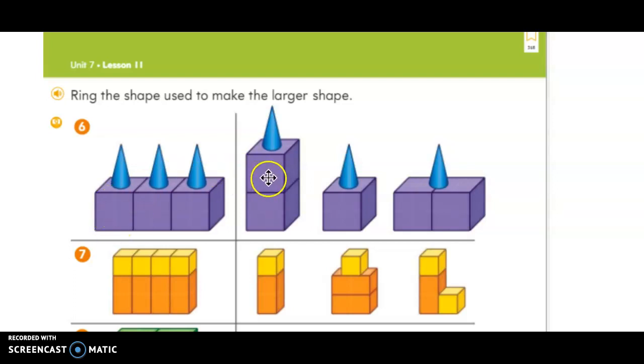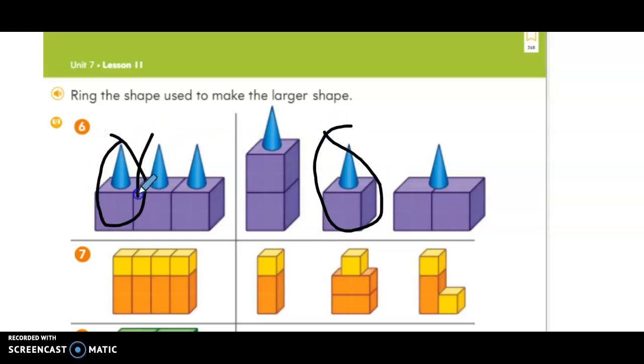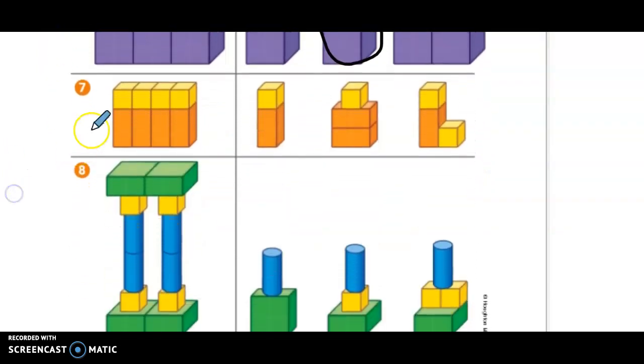Okay, look at it. You can see, is it stacked too high? No. Is it stacked side by side with the cone in the middle? Nope. So you would take and ring or circle the middle one, because that is here and here and here. Okay, you don't have to do this circling, just this. Okay. And number 7, check out the cube stacked on top of the rectangular prism. Which one of these is used to make this larger shape? Circle it up.